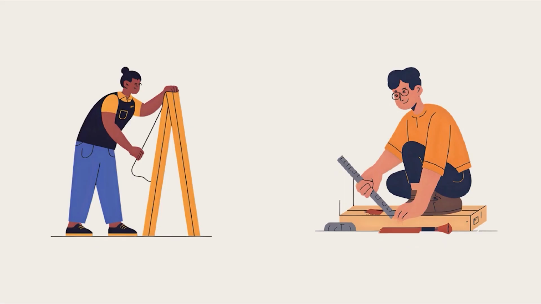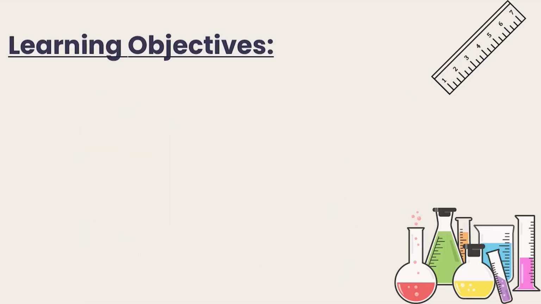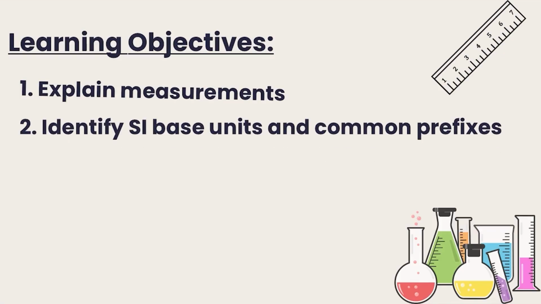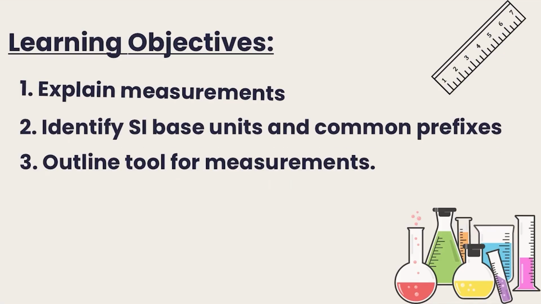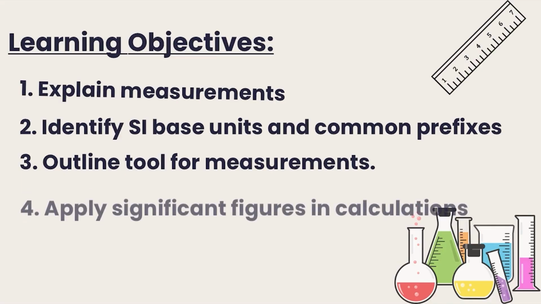In science, it is not enough to say something is long, hot, or heavy. We need the exact numbers and the right unit so that scientists everywhere can agree with our measurements. By the end of this lesson, you should be able to explain measurement, identify SI-based units and common prefixes, outline tools for measurements, and apply significant figures in calculations.